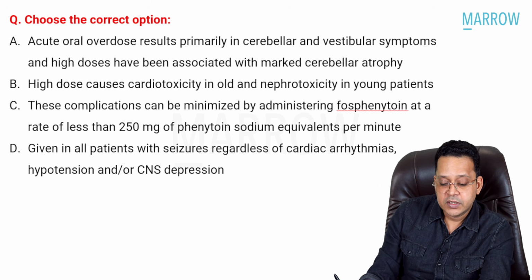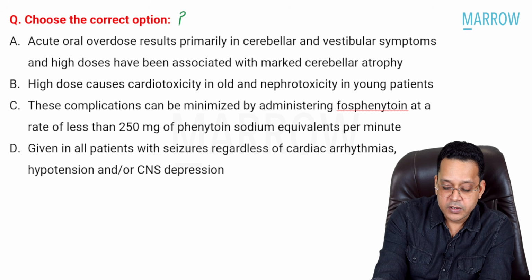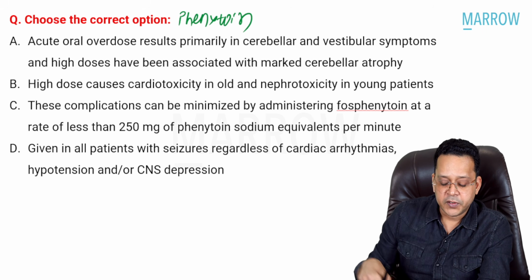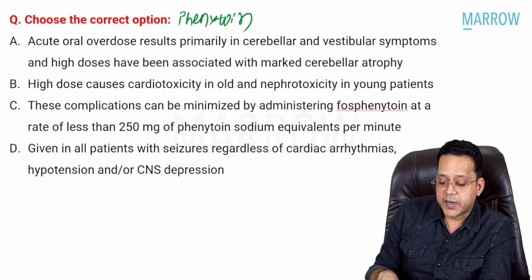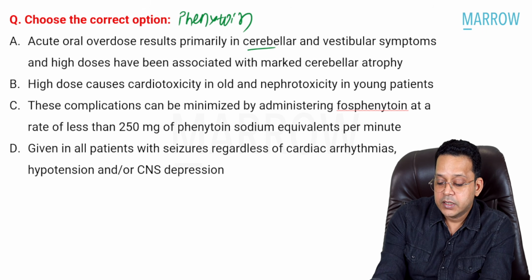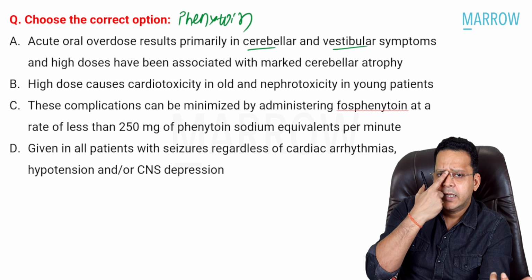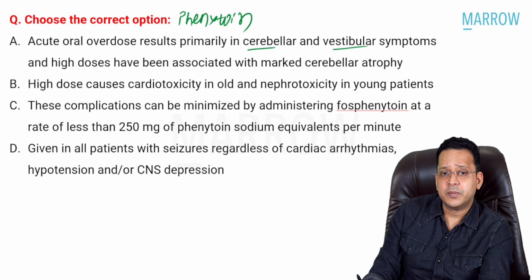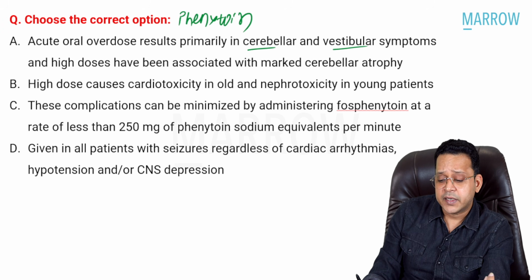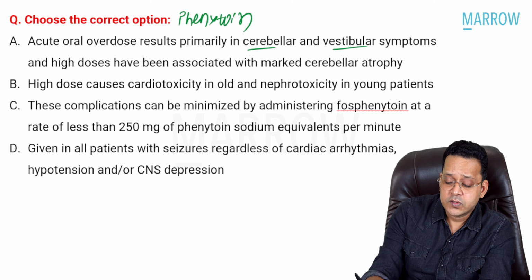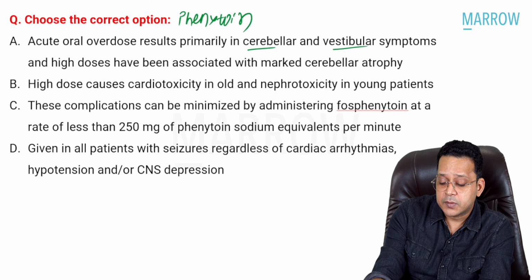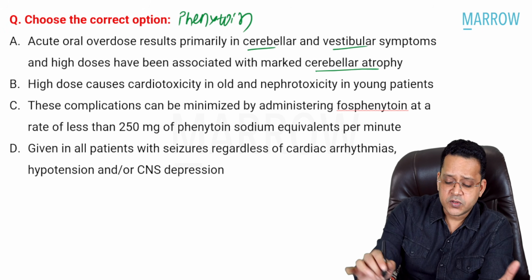Choose the correct option regarding phenytoin. I think this is what is missing in the question. The options are regarding phenytoin. Acute oral overdose results primarily in cerebellar and vestibular symptoms. So ataxia, you've talked about this. Ataxia can be seen, diplopia can be seen, dysarthria can be seen. These are cerebellar and vestibular symptoms. And high doses have been associated with marked cerebellar atrophy, right? So this is a correct option.